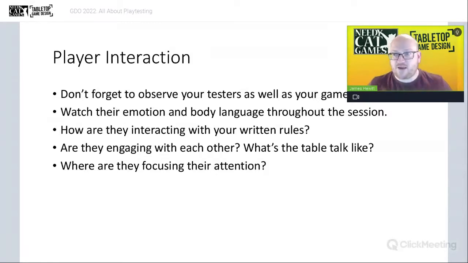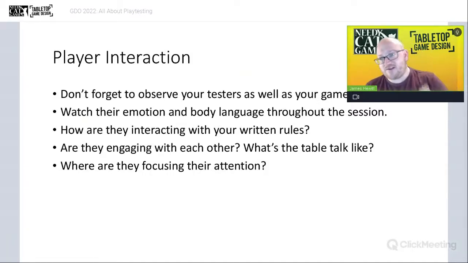One of my favorite ones is if they keep getting a rule wrong, but everyone gets it wrong the same way, you probably should change it to that, because what they're doing is probably better than what you've written. Are your players engaging with each other? What's the table talk like? There's no right answer for this, but depending on what your game is, if you want your game to be very interactive, are they interacting? If you want it to be a kind of puzzle, heads down, looking in, are they doing that?